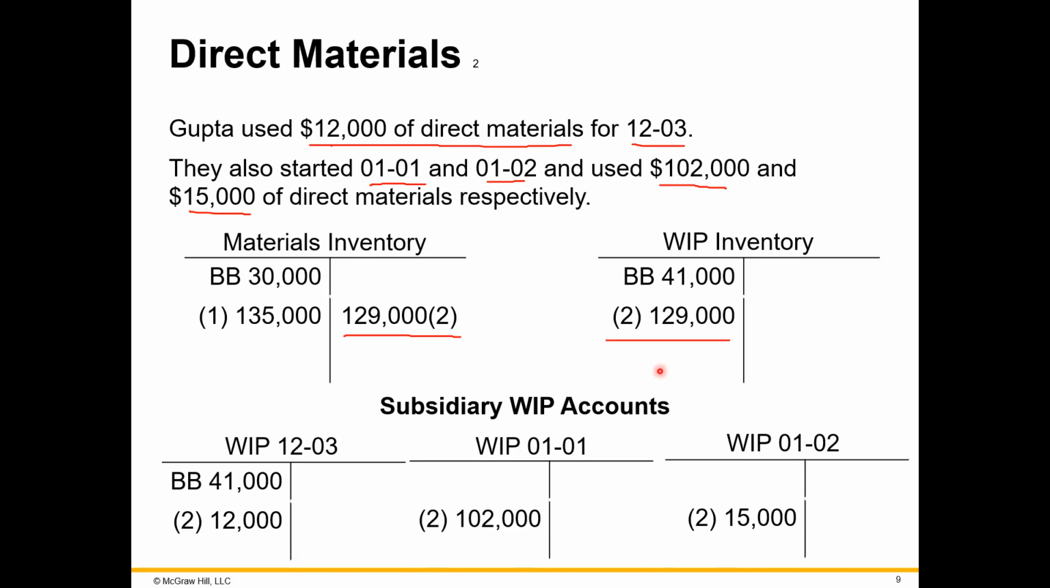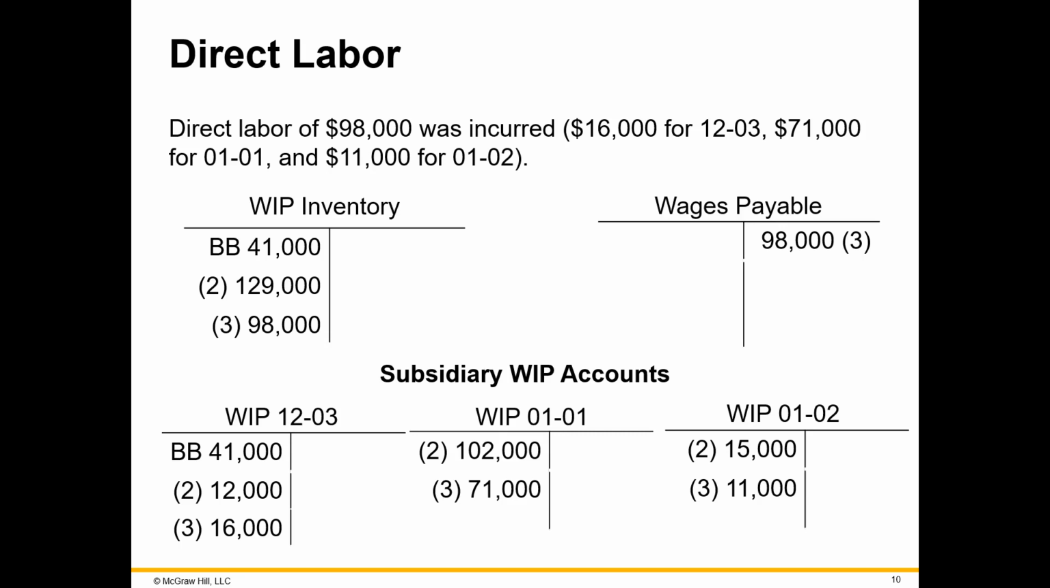Direct labor is going to be similar. We incurred 98 grand of direct labor. 16 grand goes to job 1203, 71 grand goes to job 0101, and 11 grand goes to job 0102. So 71 plus 11 is 82, plus 16 is 98.